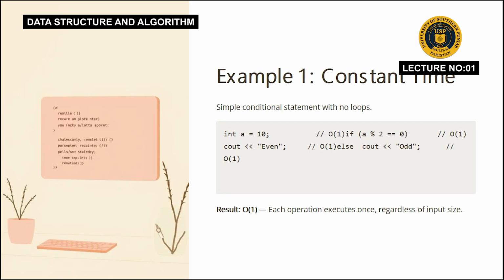First example: we have an algorithm given, and we have to measure its time complexity. The first statement is a = 10 and the second statement is cout even. The first step takes constant time because we know the assignment operator takes constant time here. And the second cout even will also execute in constant time, and the else cout will also execute in constant time. Each operation executes once, so the time complexity of this algorithm is constant.